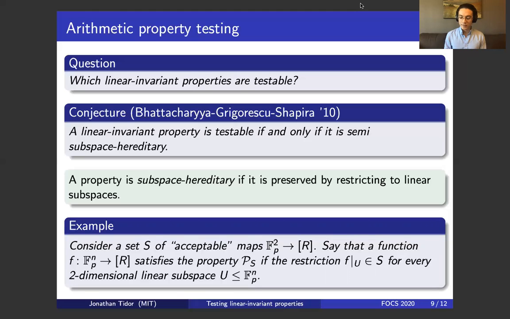As one example, we can see that the property of being linear is two-dimensionally defined, since a general function is linear if and only if all its two-dimensional restrictions are linear. But we'll see that lots of other properties which are not algebraically structured end up being two-dimensionally defined. And actually, almost all of the two-dimensionally defined properties were not known to be testable, despite how simple it is to define them, until this work.